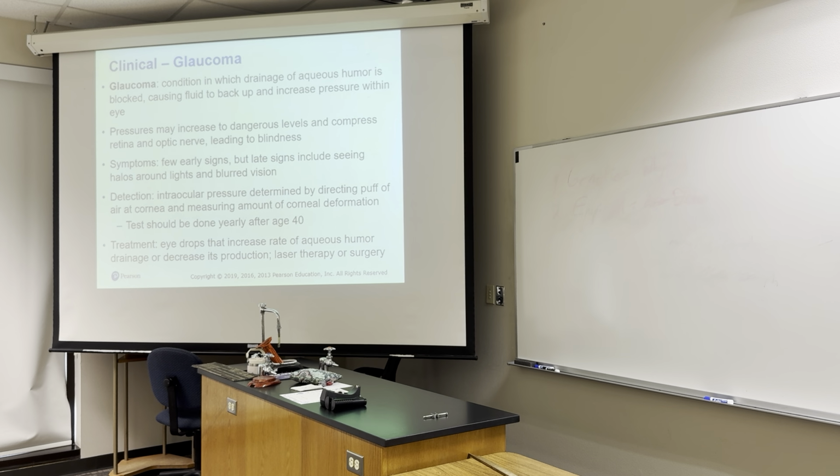What are the symptoms? There are a few early signs, but late signs include seeing halos around lights and blurred vision. Detection: intraocular pressure is determined by directing a puff of air at the cornea and measuring the amount of corneal deformation. The test should be done yearly after age 40.